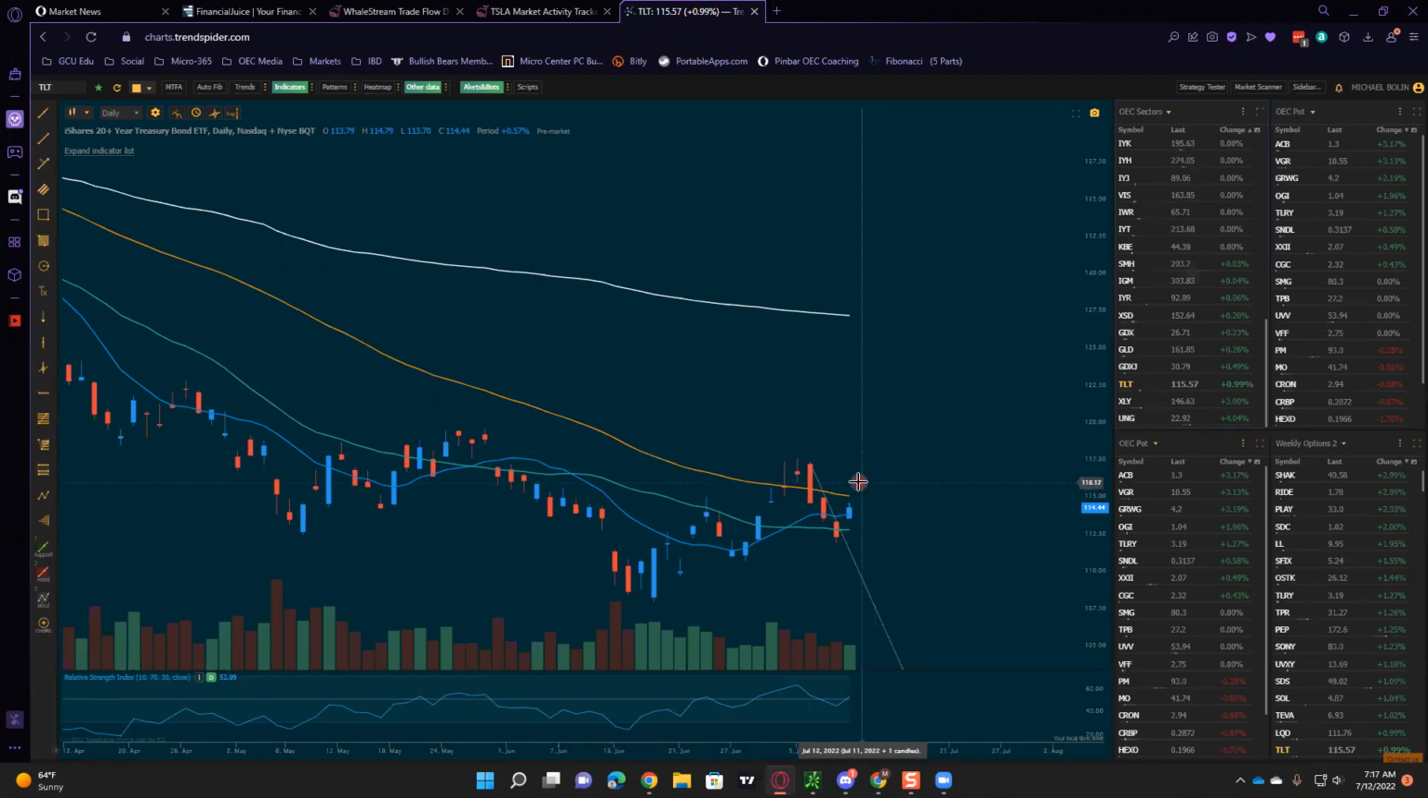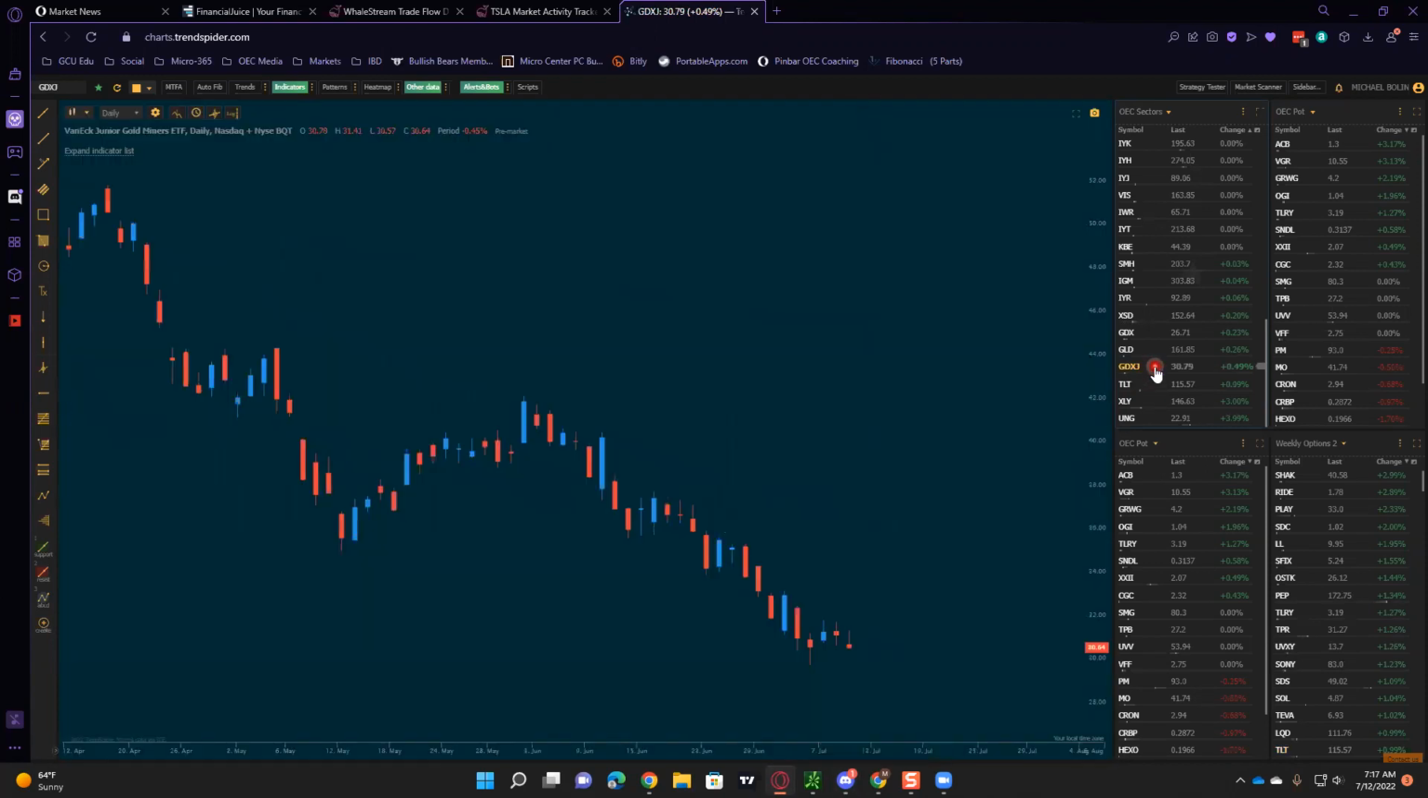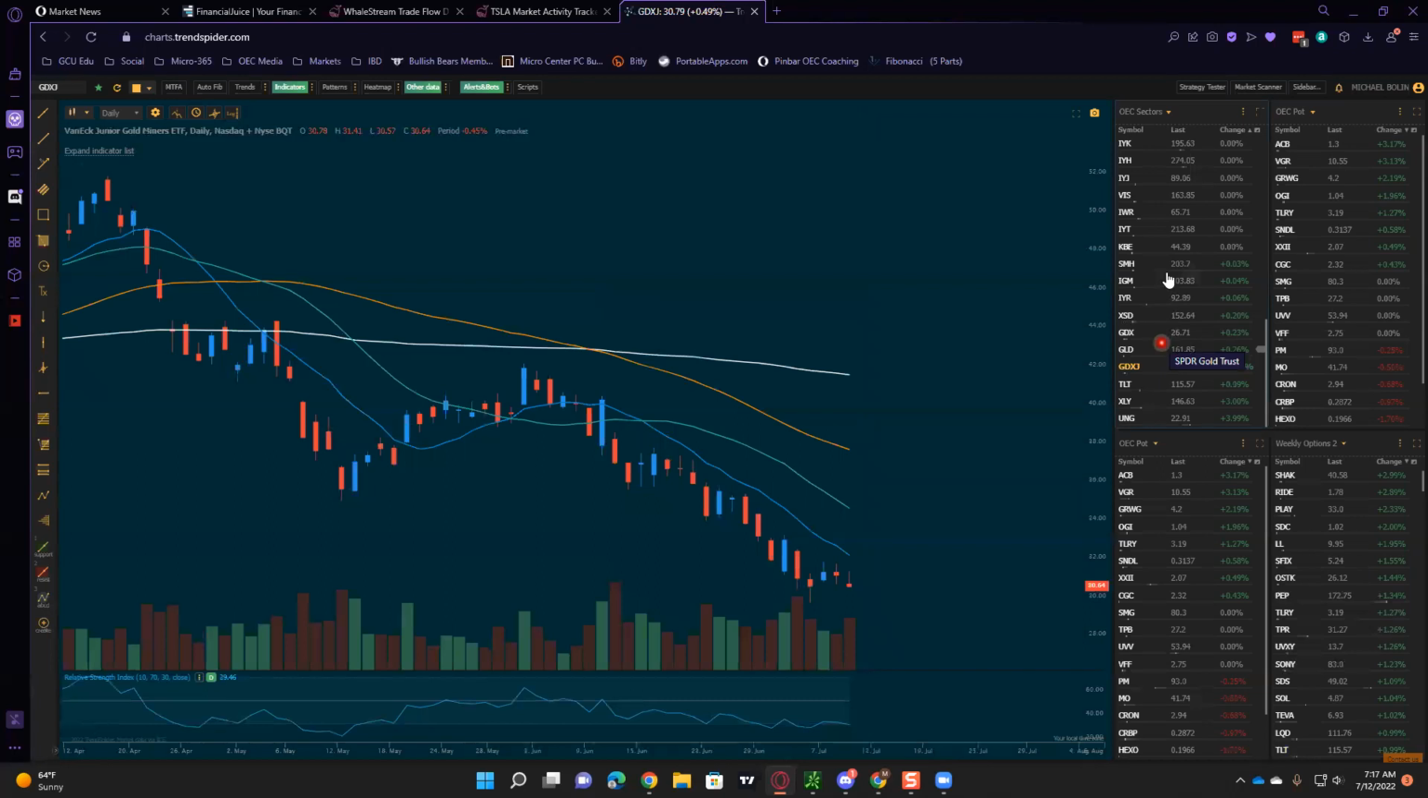So watch TLT, see if we can get above that 50. If we do reject off of it, look for the 20 to perhaps provide a little bit of support. Just keep in mind that these moving averages are almost sideways now, and a sideways moving average is a worthless moving average. We don't look at it for any sort of support or resistance or confluence or bounce or anything, right? Once it turns sideways, it's like used bubble gum. Nobody wants it.